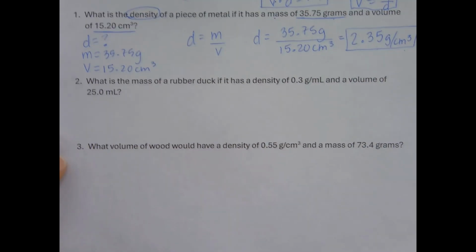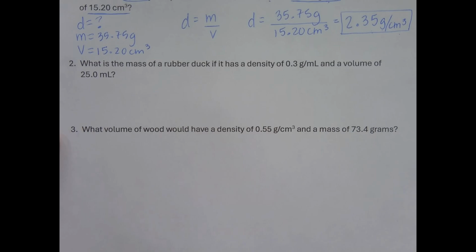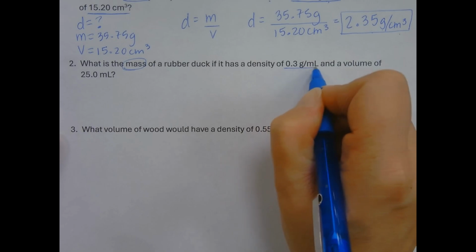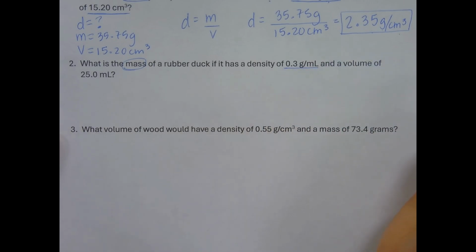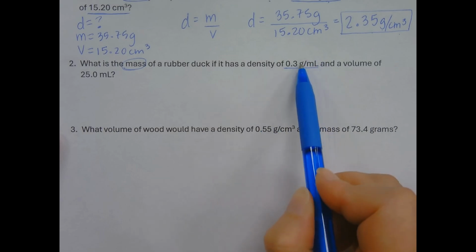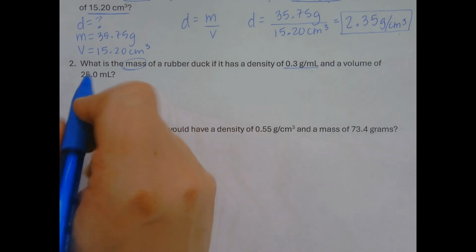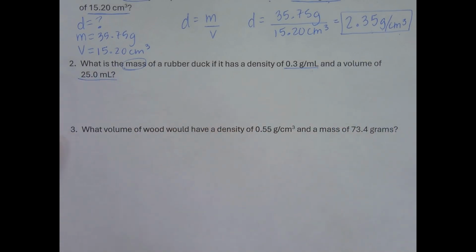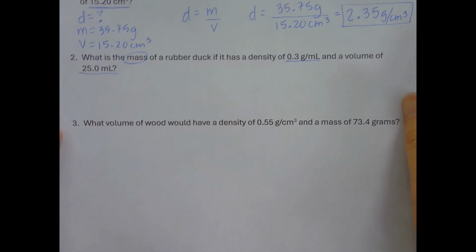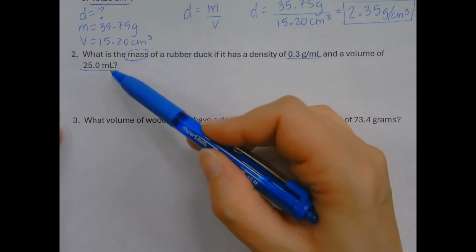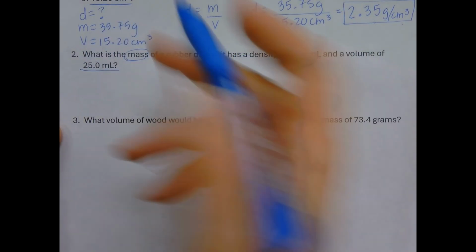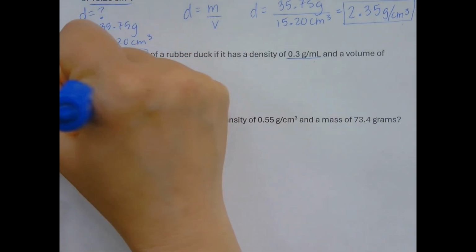Now let's take a look at number 2. What is the mass of a rubber duck if it has a density of, excuse me, 0.3 grams per milliliter. And I know it's a density because it says density, but the units are grams per milliliter. And that's always a unit of density, or I should say it's one of the units of density. And a volume of 25.0 milliliters, okay? Again, I know that's a volume because it says volume, but it also is the units of volume, which is milliliter. So I'm going to list out my variables.